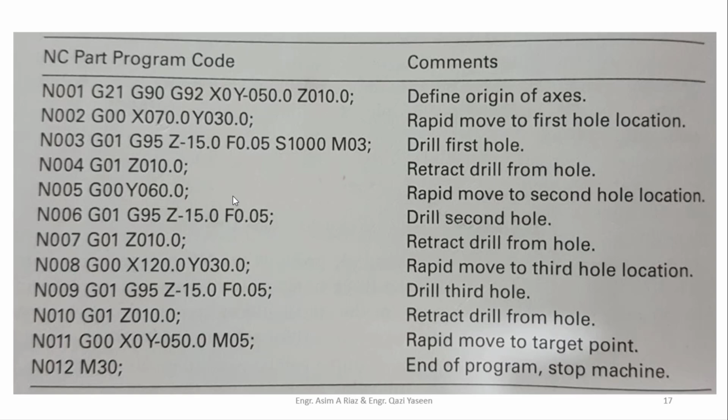Similarly, N012, or sequence number 12, or NC instruction number 12, is only mentioned with the M code, that is M30. So M30 shows to end the program and to rewind. This program is written for mass production. If you want to use the program for a single part, then you can use the code M02. M05 is used to stop the spindle, which has been mentioned in the second last instruction.